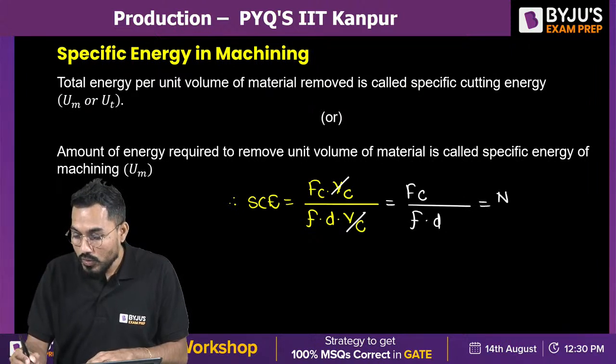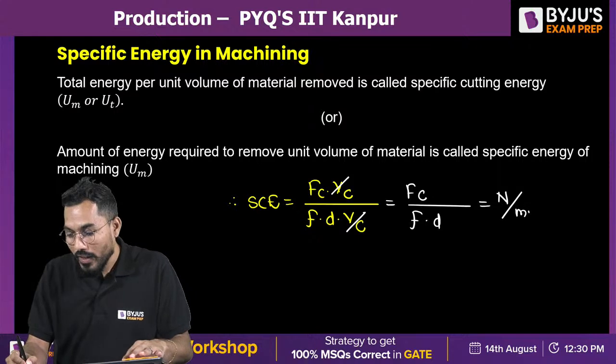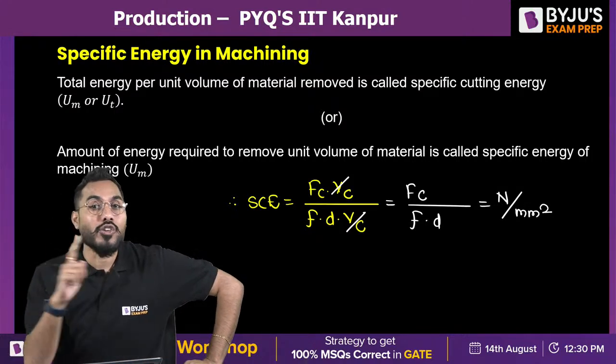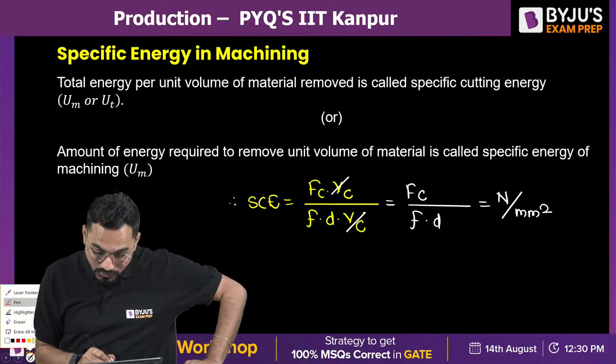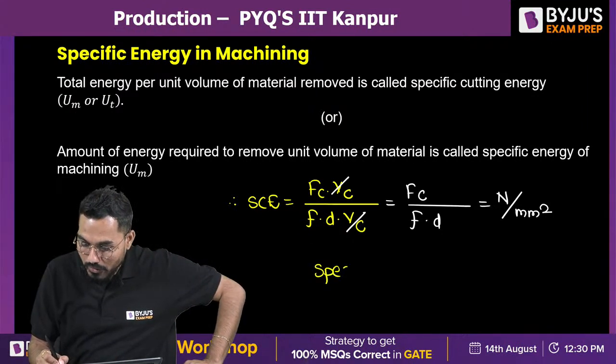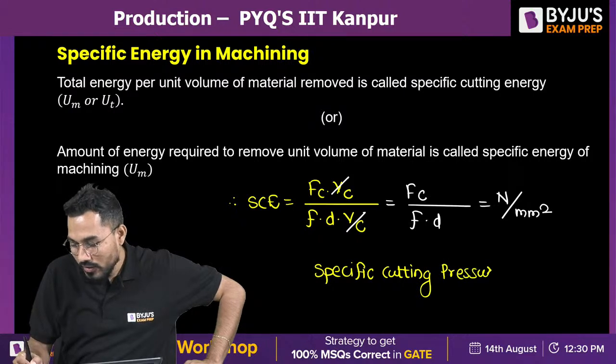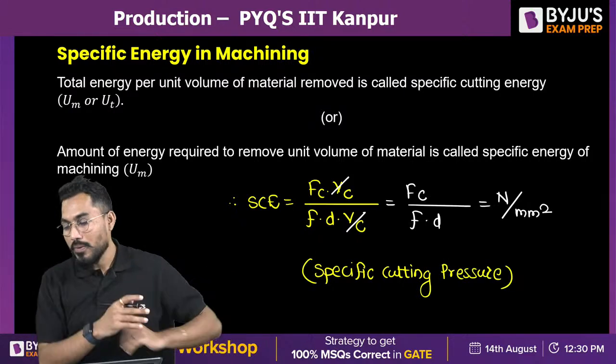The unit is coming Newton per millimeter square, and therefore sometimes you must have heard that it is also called specific cutting pressure. It is also called what? Specific cutting pressure. And that was already asked in engineering services somewhere: calculate the specific cutting pressure.